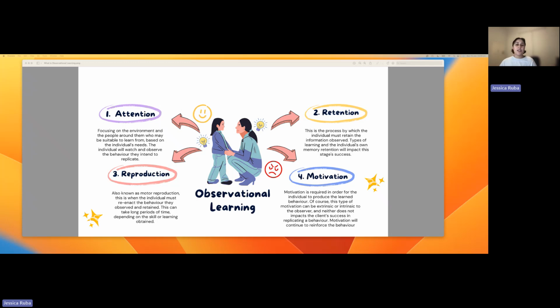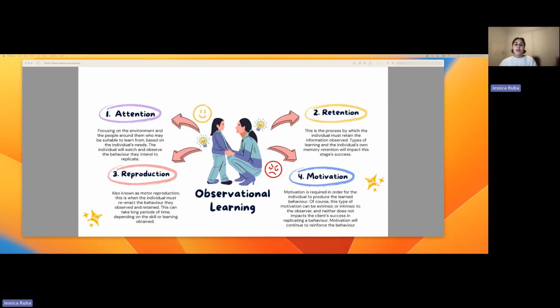This is the process by which the individual must retain the information observed. So all the skills, all the strategies they've witnessed during this time, they must retain it. However, types of learning and the individual's memory retention will impact this stage's success. So as you can see in the mind map, there's an adult talking to a young person. It could be a good or bad outcome. But again, for them to actually replicate this skill or this strategy, they have to retain that information.